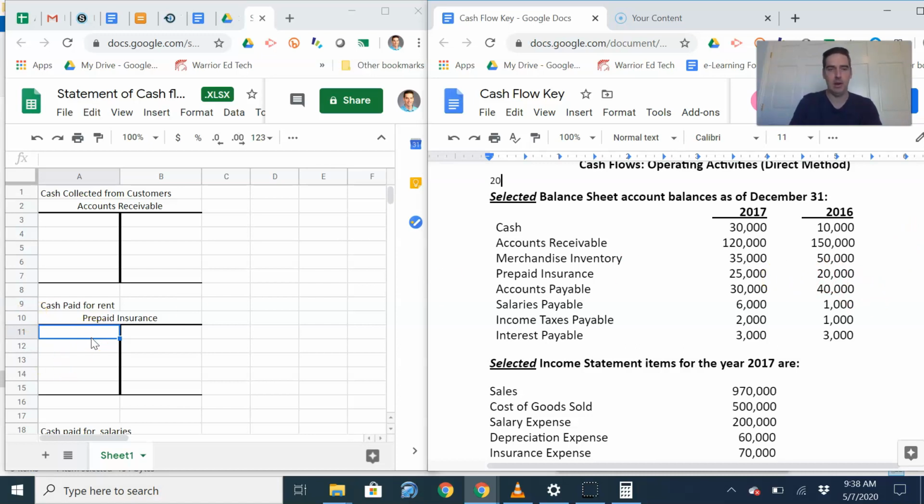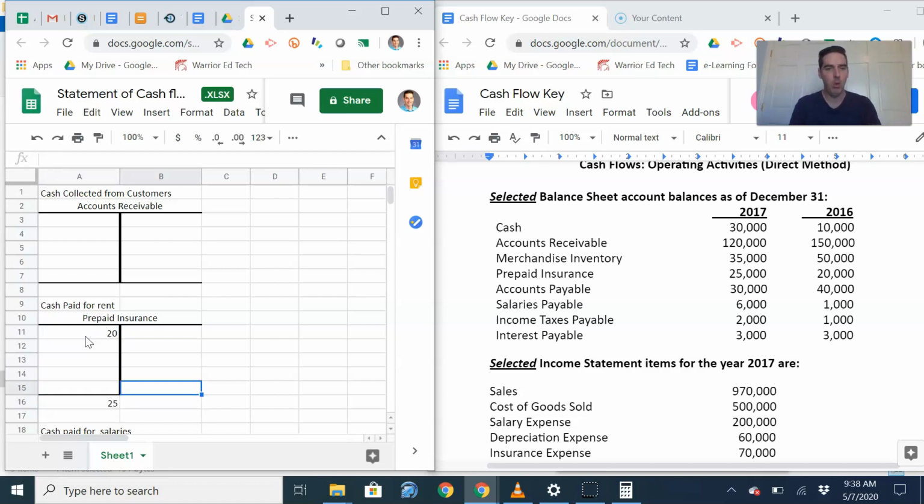So always say that. I know it's silly, but always say that, you know, the beginning number is 20, the ending number is 25. It has a debit balance. What makes prepaid insurance go up is the cash paid for prepaid insurance, because we debit prepaid, we credit cash. So the debit to prepaid represents the cash transaction. And then what makes prepaid insurance go down is when it's used up, and that's through insurance expense.